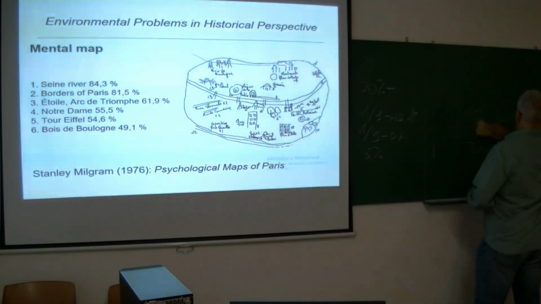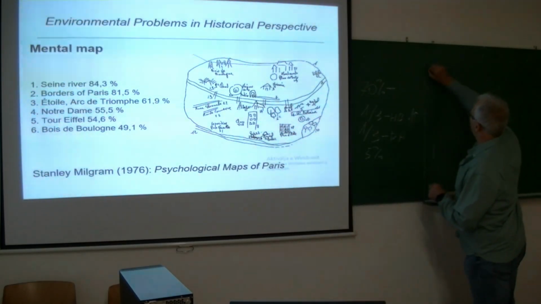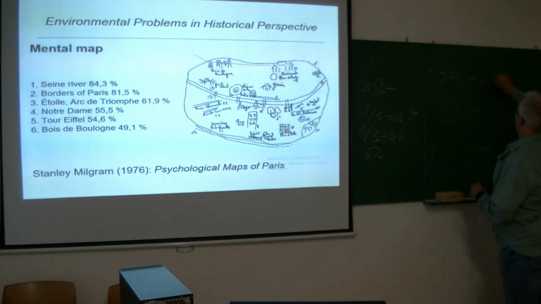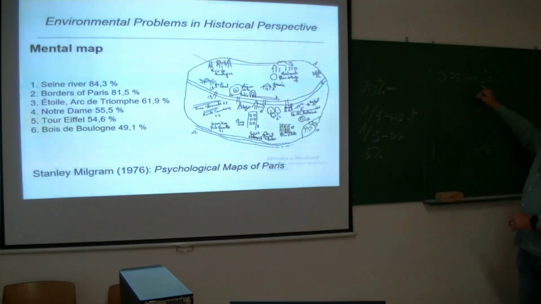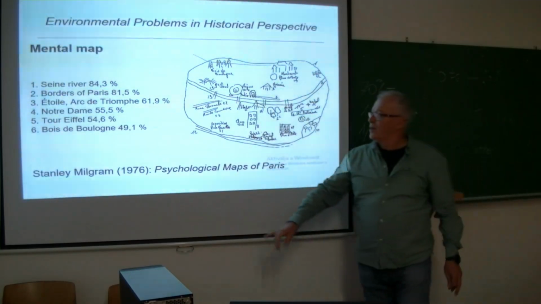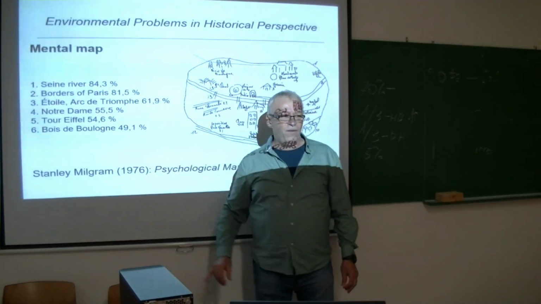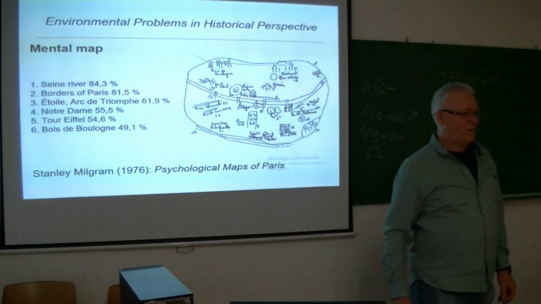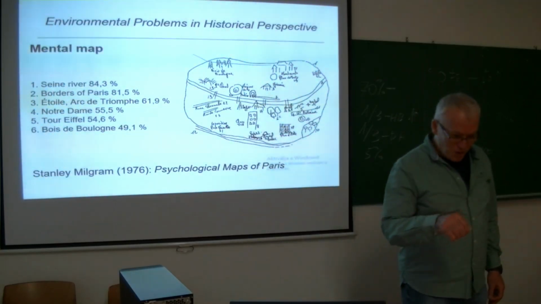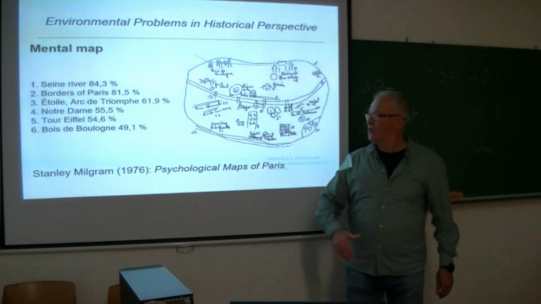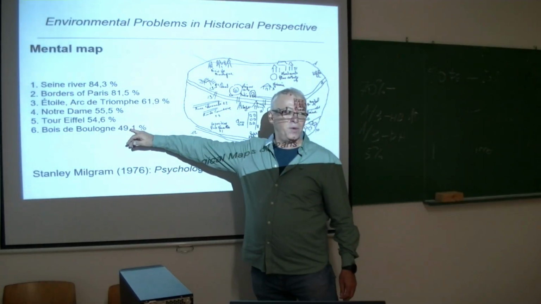participants were 50% female and 50% male. The consumer, of course, is male. And if we look at the 50% male, 49.1% not only knew this location, but were able to draw the right place. Therefore, if we look according to intensity of information, this is the first one.